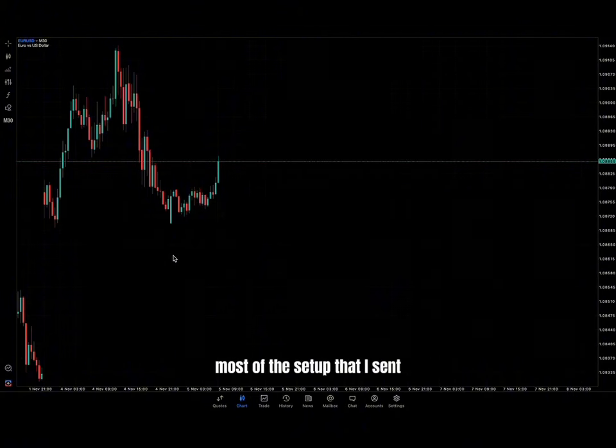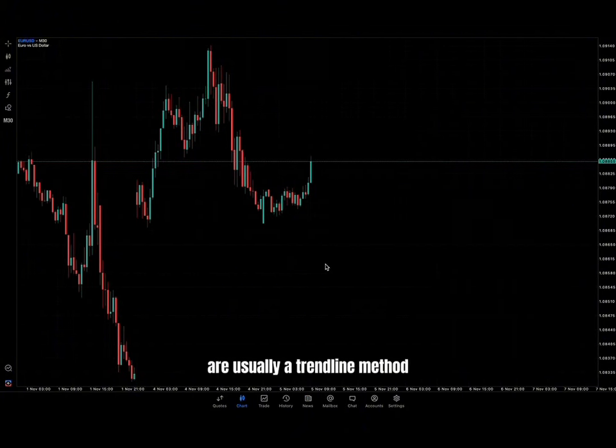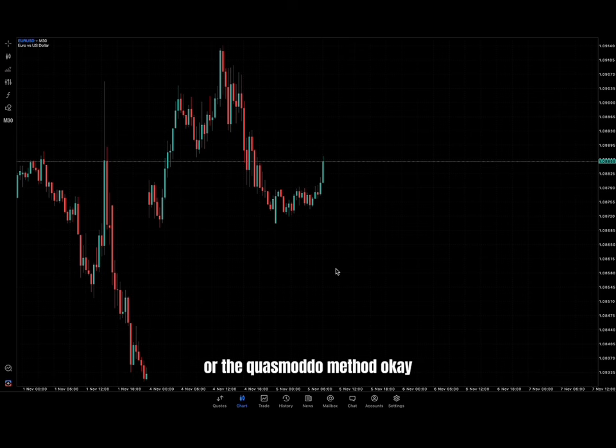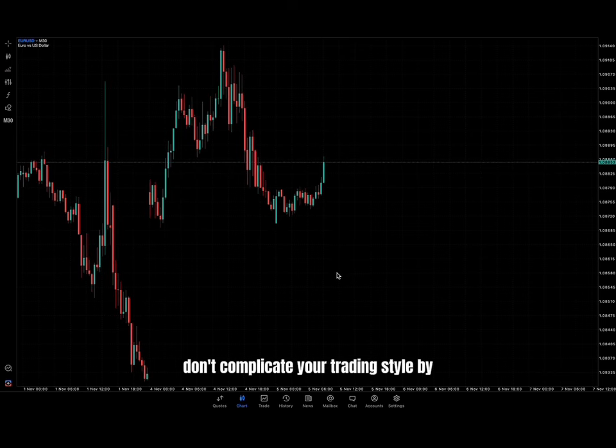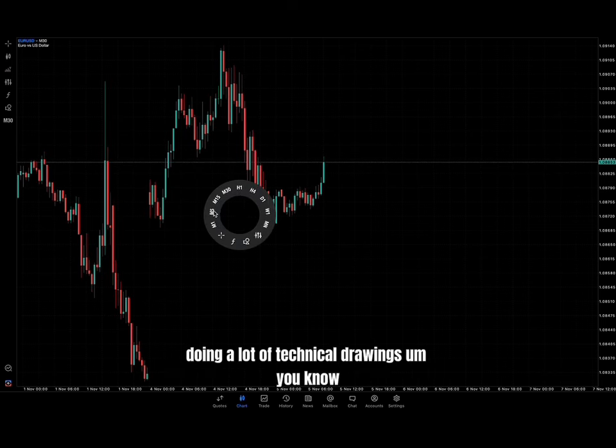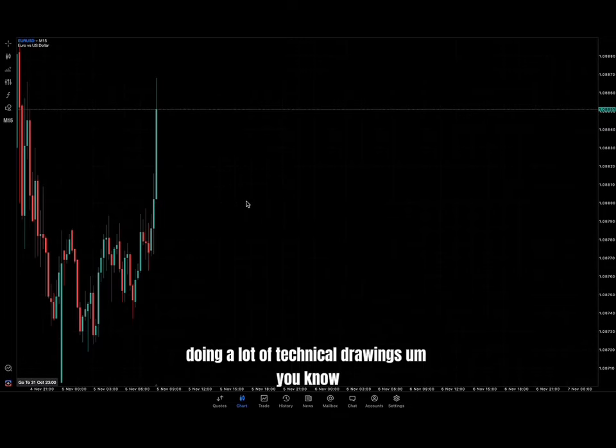Most of the setups that I send are usually a trendline method or the Quasimodo method. Don't complicate your trading style by doing a lot of technical drawings.